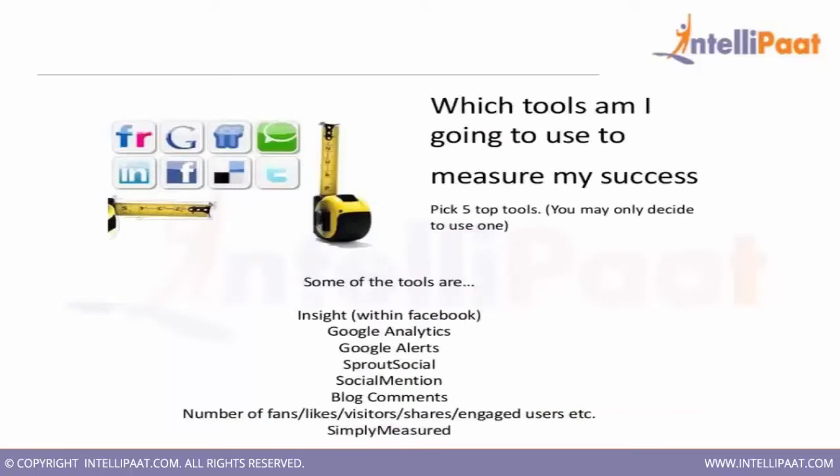Then comes the question of deciding which tools I would be using to measure my success. Am I doing well in terms of my online reputation management and my digital plan? So what are those five major tools which you would be deciding upon?